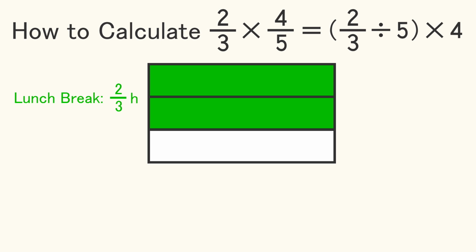Now we divide each of the 2 green rectangles into 5 equal horizontal parts by drawing 4 vertical lines in each one. Out of these 5 parts in each rectangle, we take 4 of them to show the time spent eating and color them red.